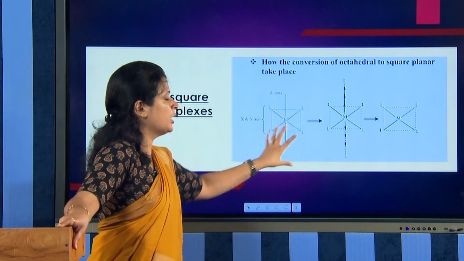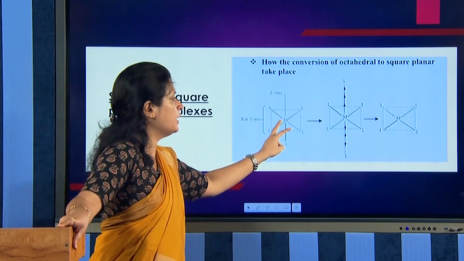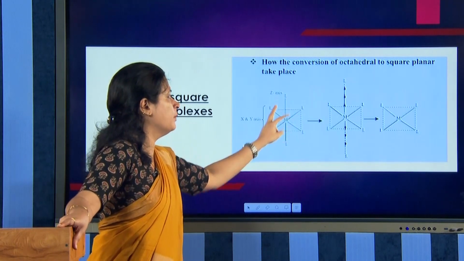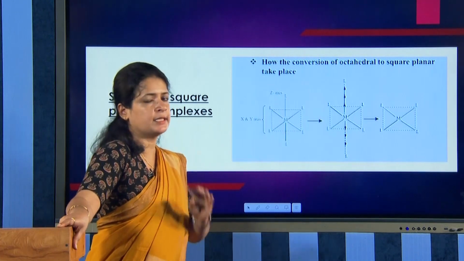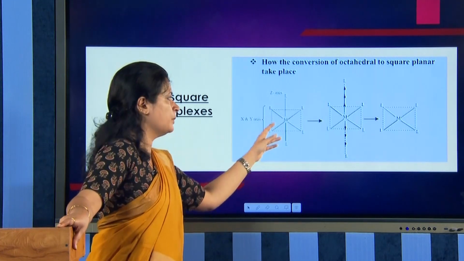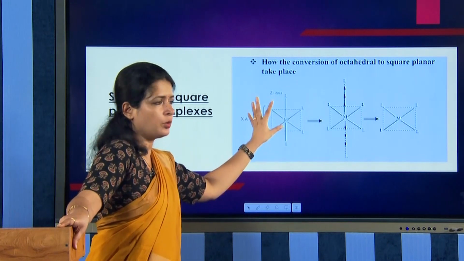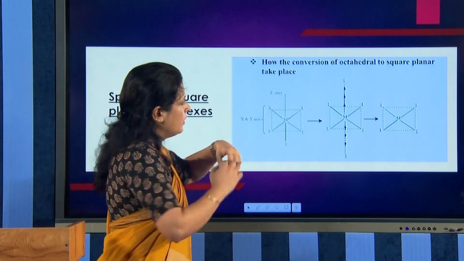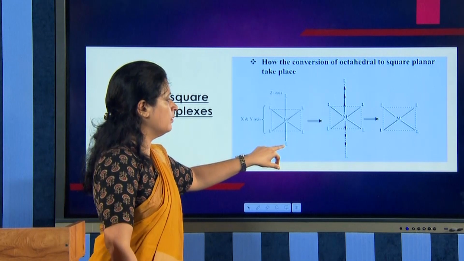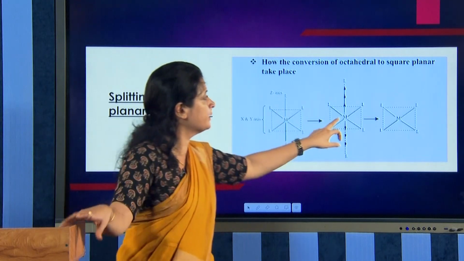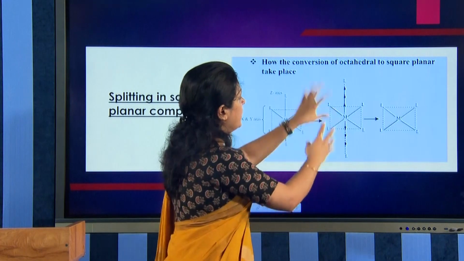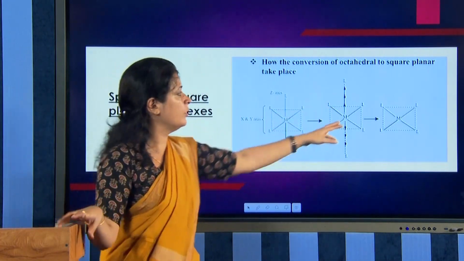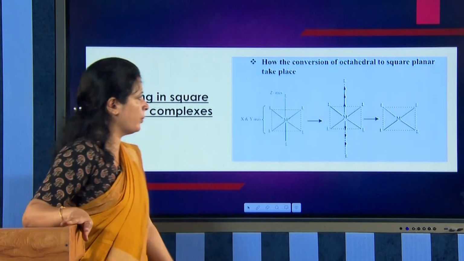This is the regular octahedron. In this case, we have similar metal ligand bond distances, that is all the 6 ligands are at an equal distance from the metal. When we elongate the ligands along the z-axis, we will get a situation like this. Just removing these 2 ligands from the molecule, we will get the square planar geometry.